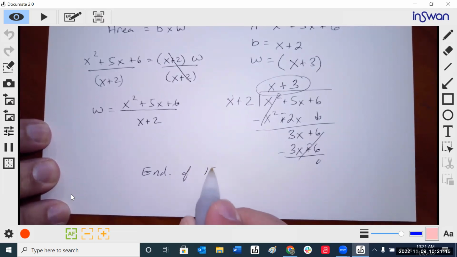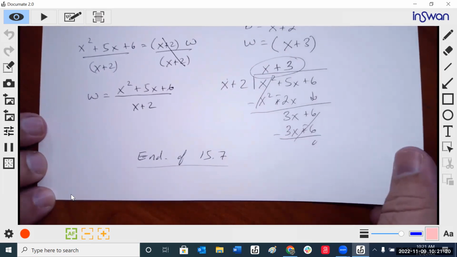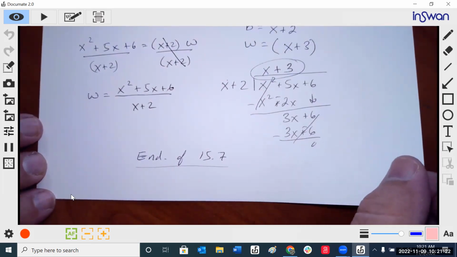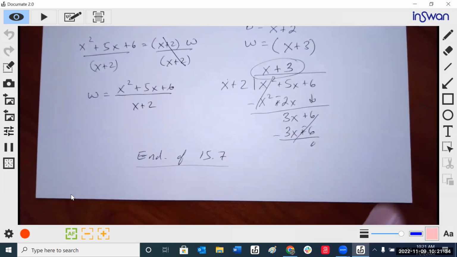End of chapter 15, section 7. One more section, if we have time. No, we'll stop here. The last section of this chapter is scientific notation. That's what physicists and biologists use to take huge numbers or very small numbers and make them so we can use them, using exponents. But we'll worry about that on Monday.